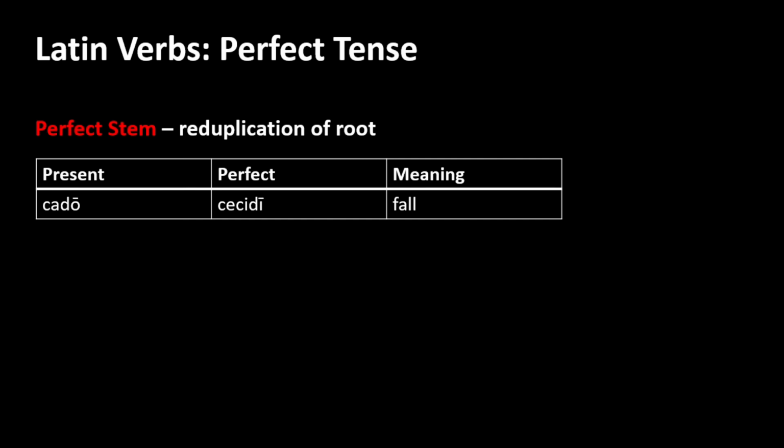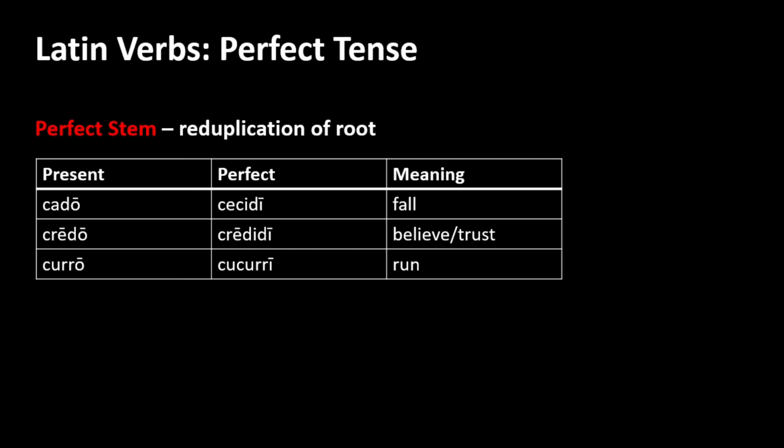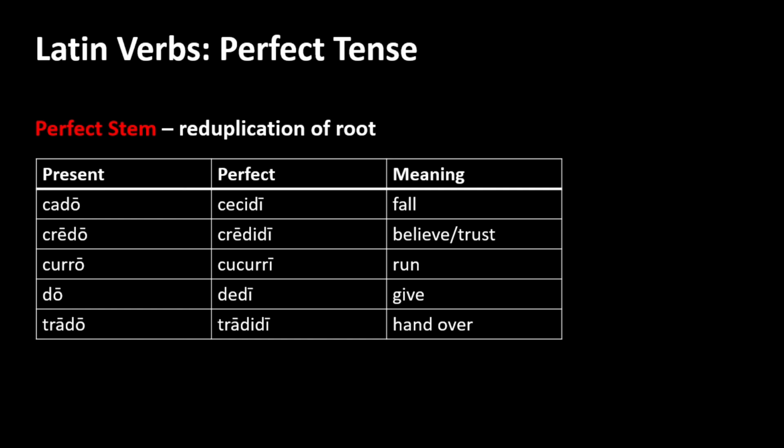Here is one. Cado, to fall, becomes cecidi. You have a doubling of the root cad and its variation from cado into cecidi. Credo becomes credidi. Curro becomes cucurri. Do becomes dedi. Trado becomes tradidi.